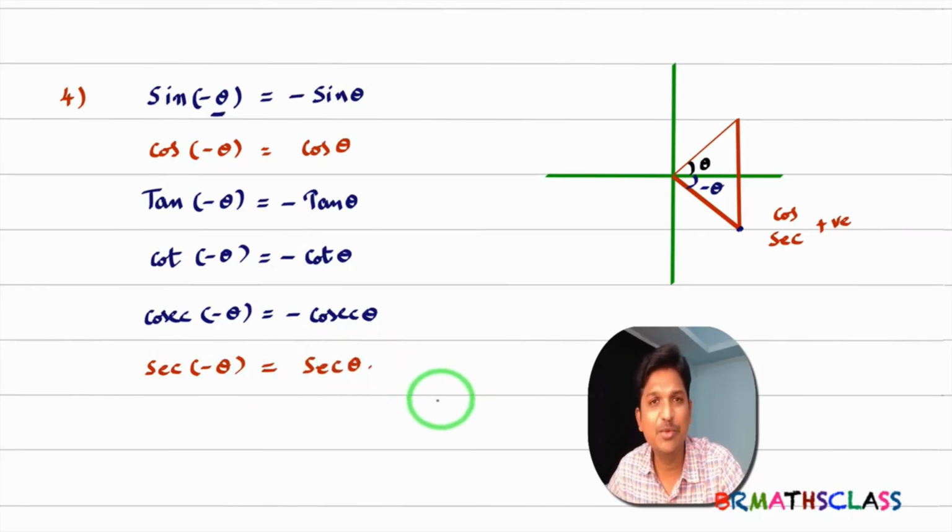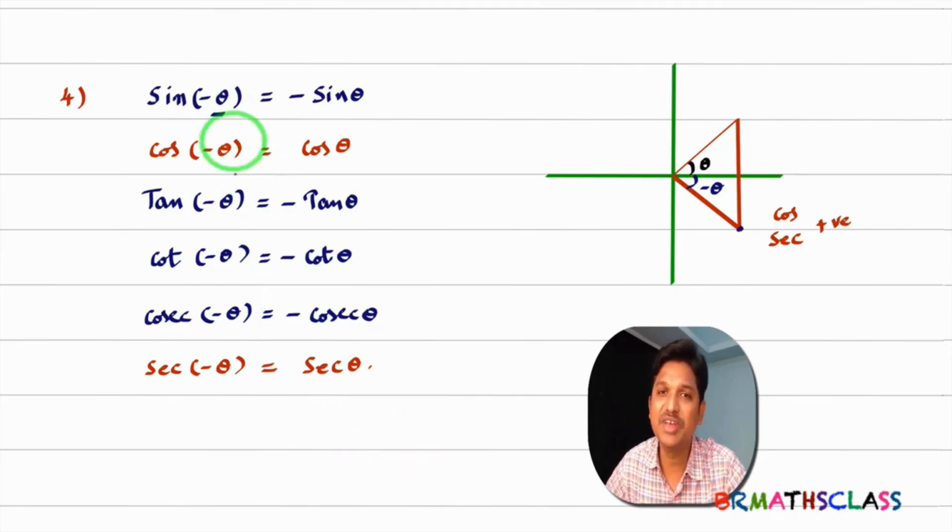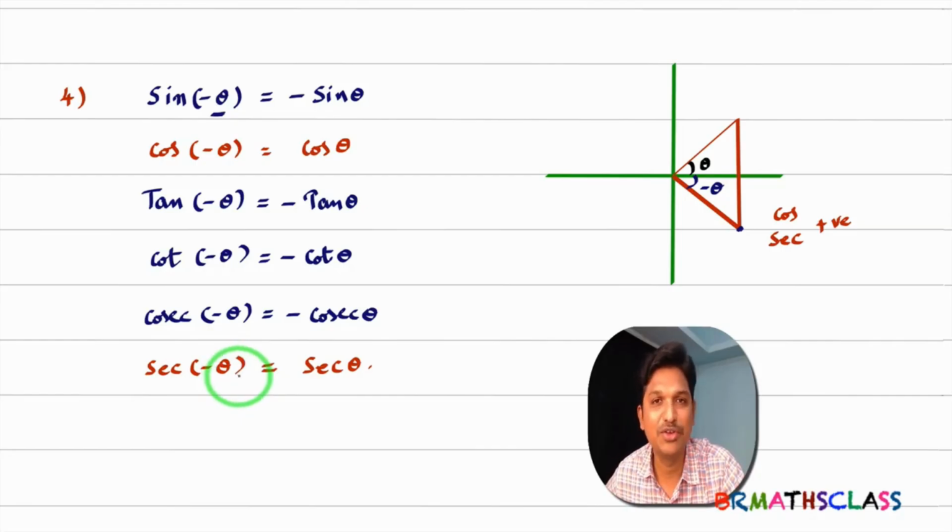You can easily remember these formulas. Cos of minus theta is cos theta. Secant of minus theta is secant theta. Tan of minus theta is minus tan theta. Cot of minus theta is minus cot theta. Sin of minus theta is minus sin theta. These formulas are very easy to remember. Minus theta lies in the fourth quadrant. In the fourth quadrant, only cos and secant are positive.